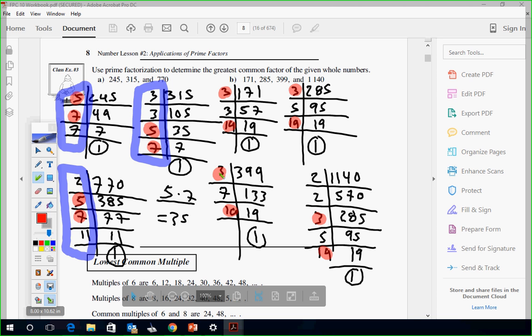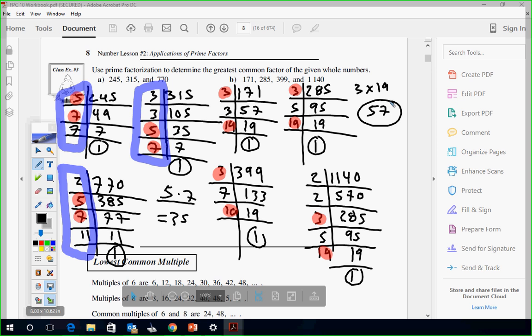Okay, so then 3 times 19 is our greatest common factor. So 3 times 19 is going to give us 57. So 57 will be our GCF for that example there. Okay, you guys get the number pattern there? Making sense?